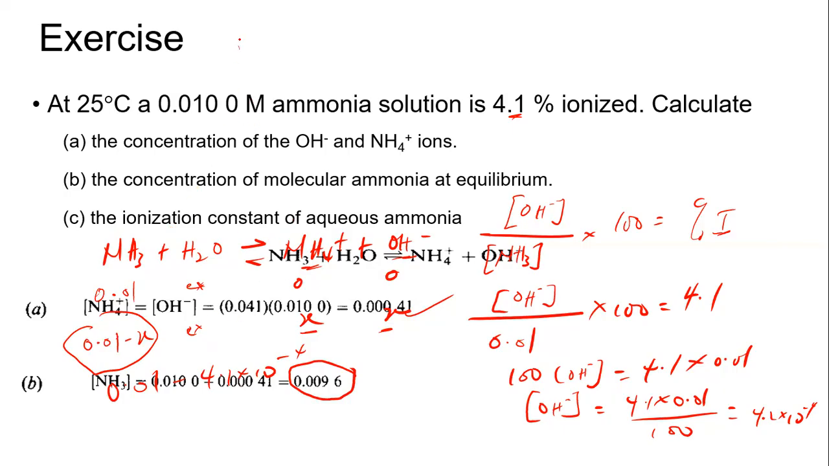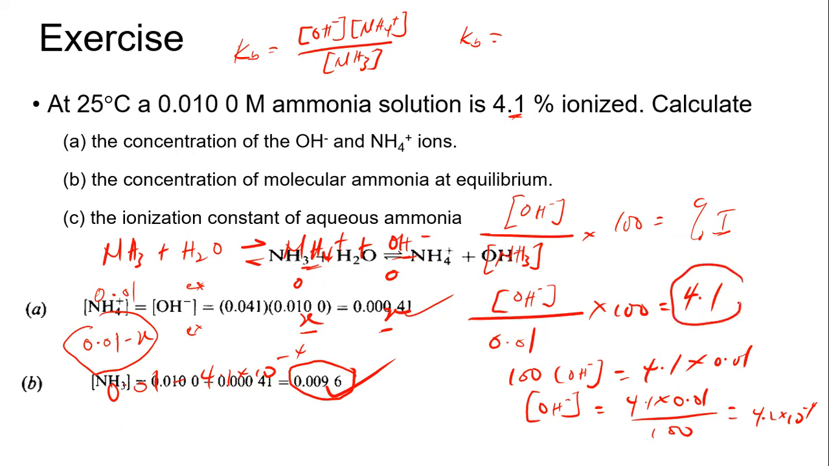Then the last question is asking us to find the ionization constant of the ammonia, so the Kb. Now the Kb is equal to the concentration of the products over the concentration of the reactant. So I would have OH minus ions and NH4 plus here, all over the concentration of ammonia. The concentration of the OH minus ion is 4.1 times 10 raised to the power negative 4.